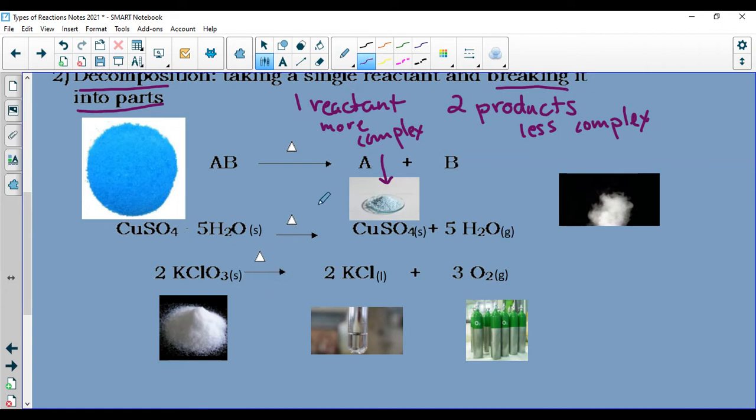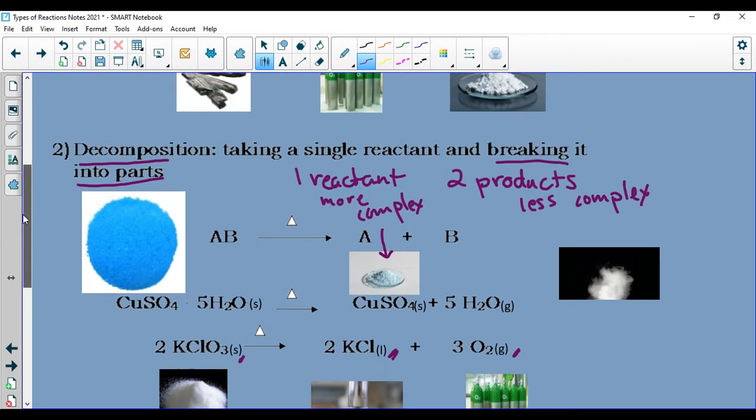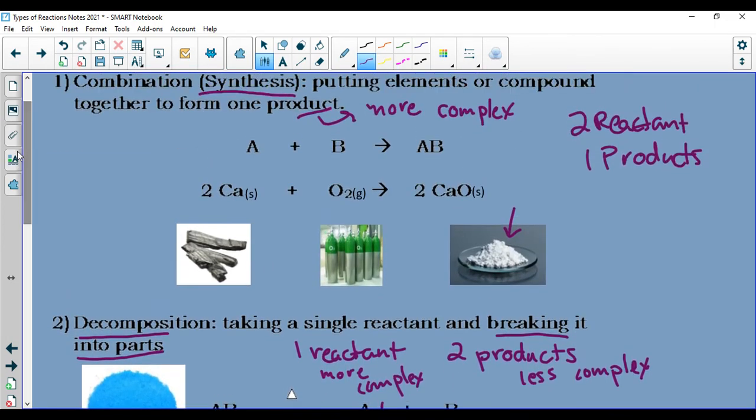When we look at the forms of matter that are involved with these different reactions, notice that we have a lot of solids, liquids, and gases. So between synthesis and decomposition, lots of those solids, liquids, and gases. That's common for this type of reaction.